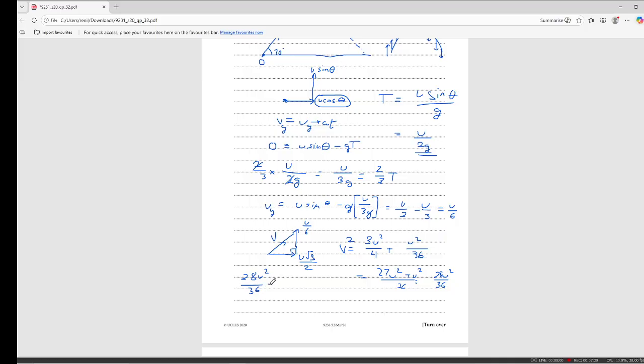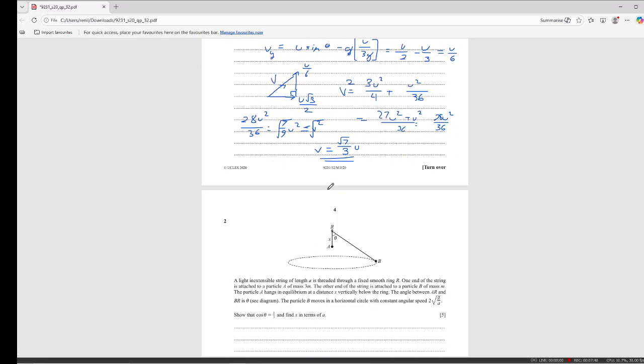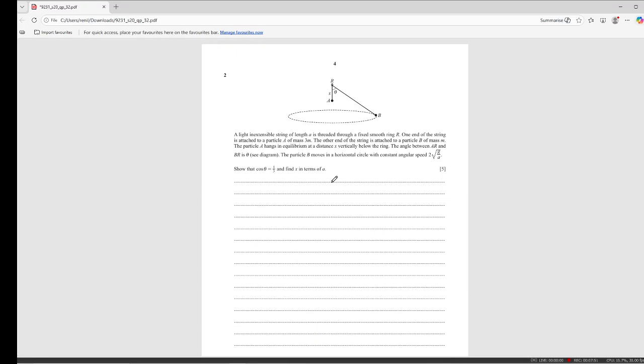Now we can divide by 4 on both sides, we get 7 by 9 u squared, and this is equal to v squared. So when we root both sides, we'll be able to get v. So v equals root 7 over 3 u. This is the speed of v. This is the final speed at time t equals 2 by 3 t. Nothing too complex as of now, but that's projectile motion.